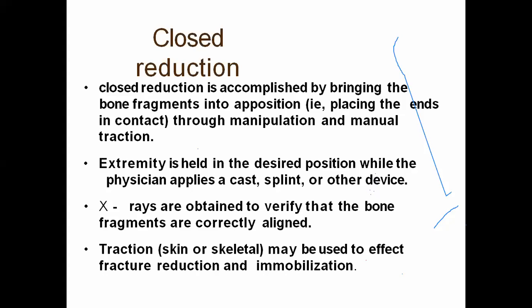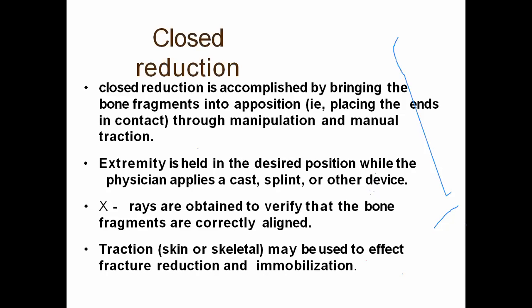Now coming to the closed reduction. Closed reduction is accomplished by bringing the bone fragments into opposition, placing the ends into contact, through manipulation or manual traction. Open reduction is a surgical procedure. Closed reduction is done manually. We manipulate and do some manual traction. We don't need any surgery for this. It is accomplished by bringing the bone fragments into opposition, placing the ends of the bone into contact, through hand manipulation and manual traction.